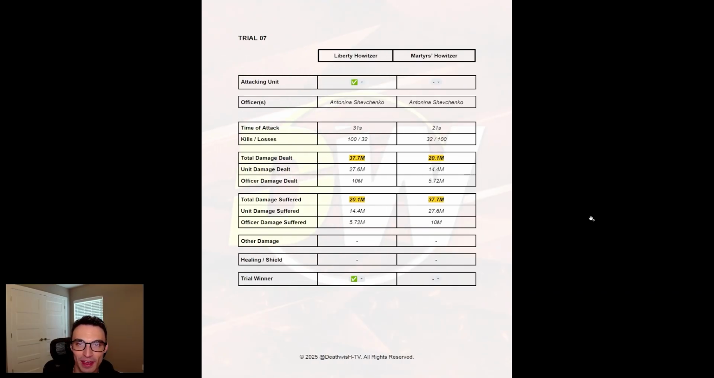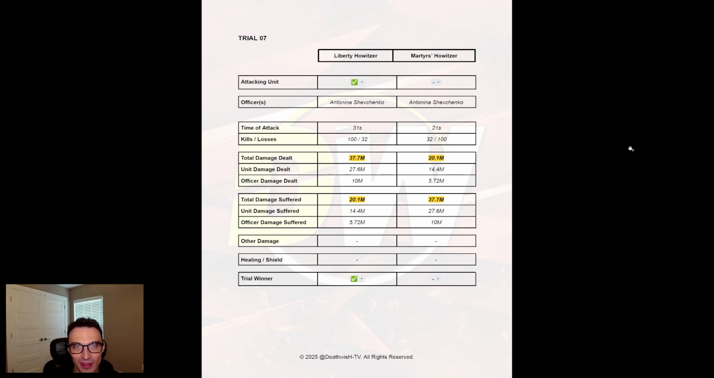Now for trial number 7, we shake it up a little bit. We switch back to letting the Liberty Howitzer start it off, and Liberty actually won this attack, and it won pretty handedly. It didn't lose very many units, only 32. It got a pretty significant amount of total damage here, just under double what the Martyrs did. So it performed exceptionally well on trial number 7. Now we are currently sitting at 1 win for Liberty and 6 wins for the Martyr Howitzer.